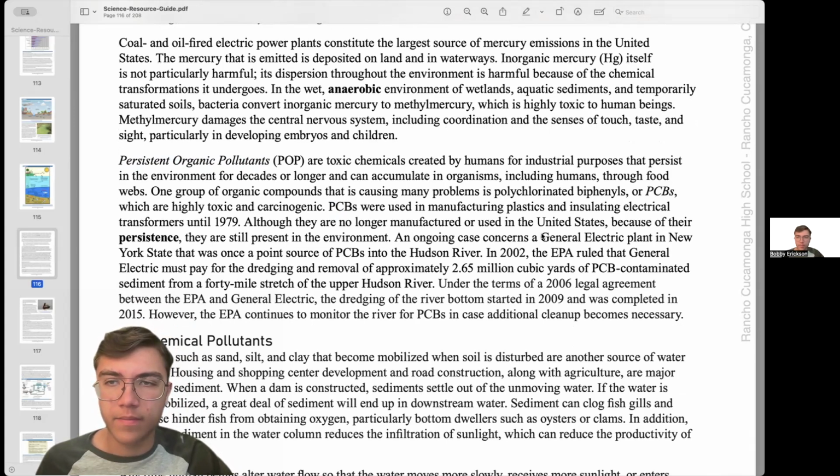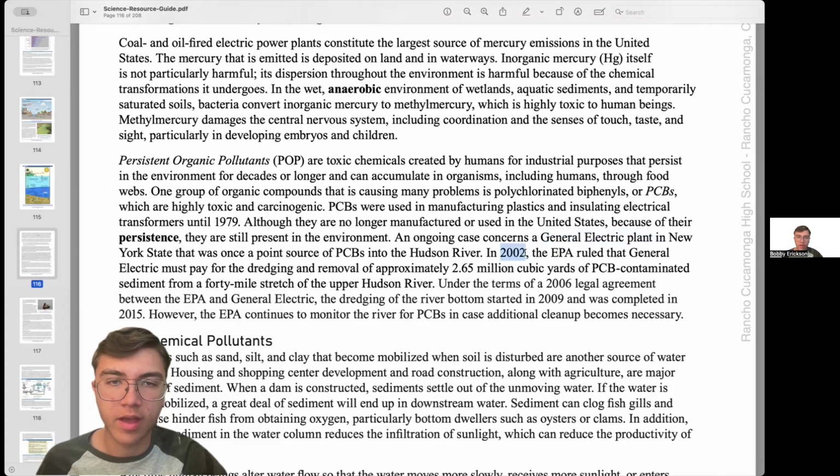Let's see. A General Electric plant in New York State. So General Electric had at one point been a point source of PCBs into the Hudson River. So the Hudson River is in New York State, where a General Electric plant was, and they used PCBs.